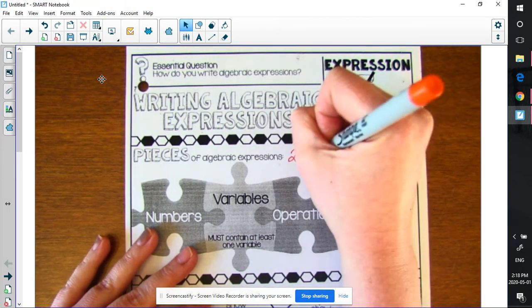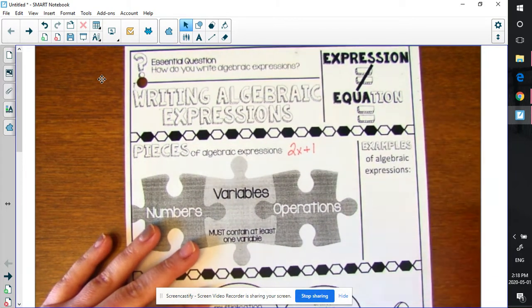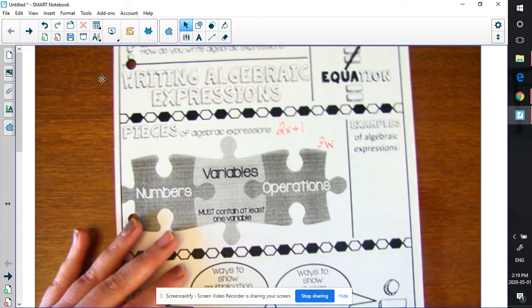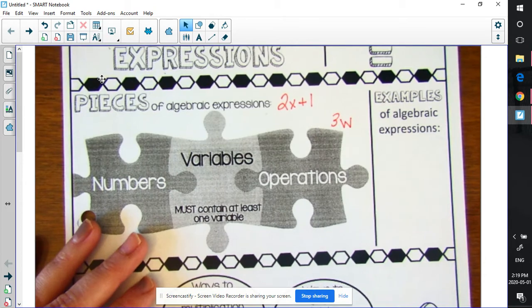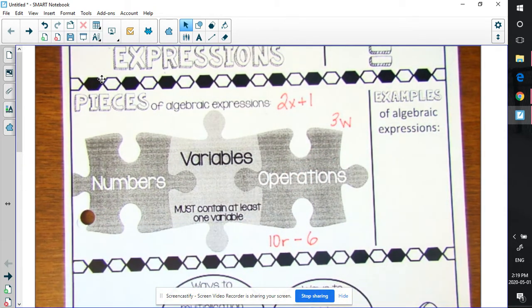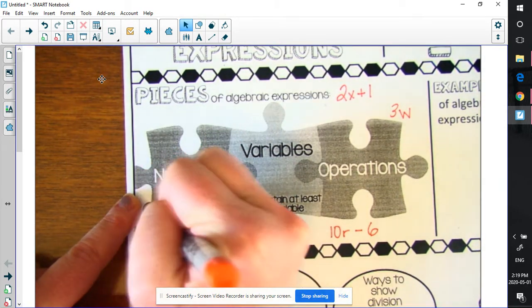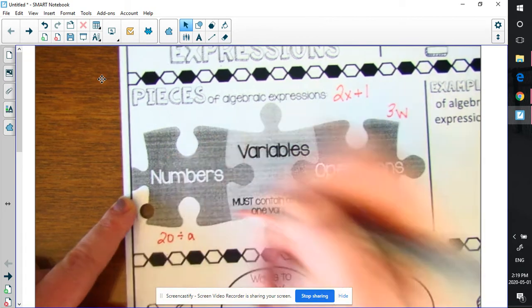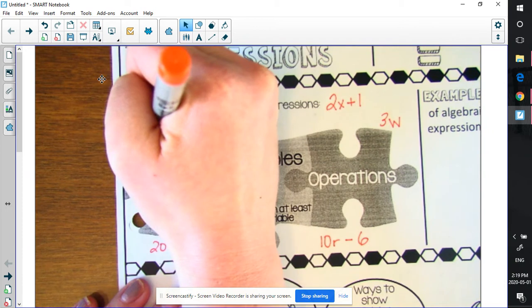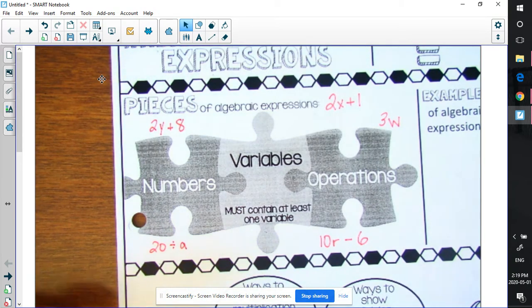2x plus 1. That's an expression because it does not have an equal sign. 3w. That is an expression. 10r minus 6. That's an expression. 20 divided by a. That's an expression. 2y plus 8. That's an expression.